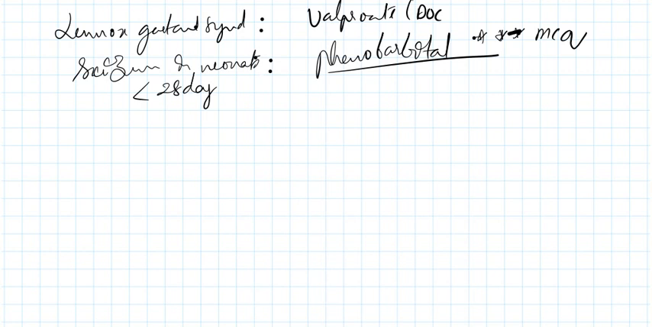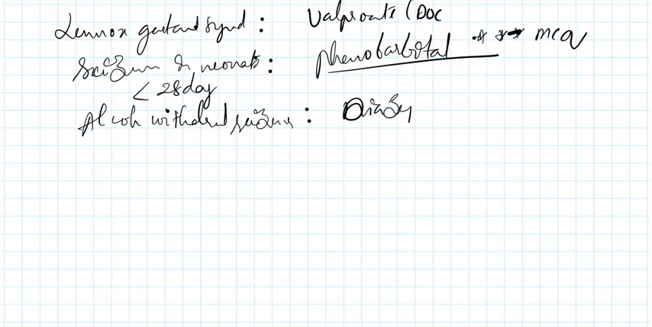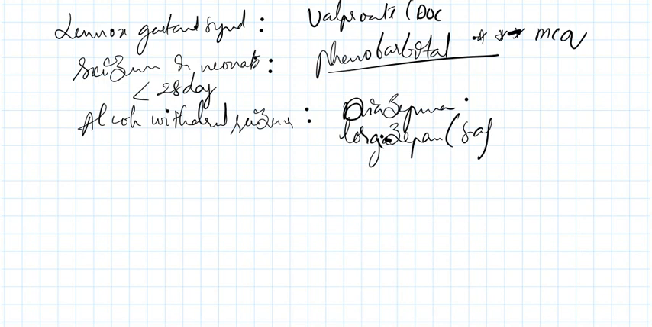Now, alcohol withdrawal seizures. If a patient is a chronic alcoholic, and after the withdrawal the condition leads to seizures, then obviously the drug of choice will be diazepam. And lorazepam can be given if the patient is having some liver dysfunction. So lorazepam is safe in liver dysfunction patients.